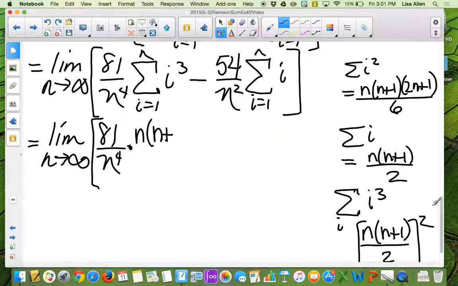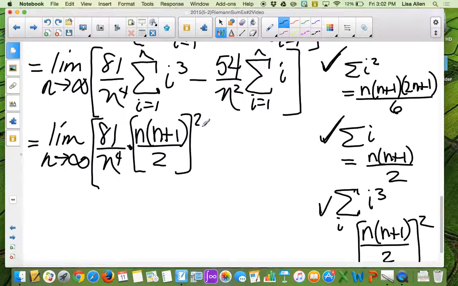Okay, so we have this, the summation of i cubed, i squared, i cubed. So then we would need to put in n plus 1 over 2, and then we'll be squaring that. So that will be equal to the summation of i cubed. Okay, so then continuing, that's minus, we have 54 over n squared, and then that would be times n plus 1 over 2.